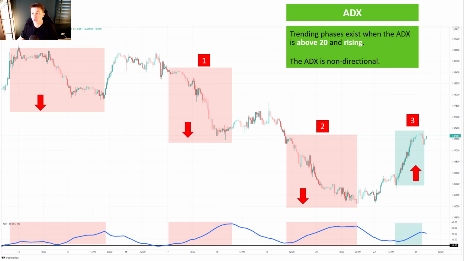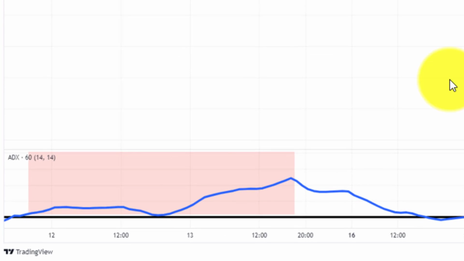Now let's take a look at the ADX. The ADX is a very, very powerful indicator, and we can use it perfectly to understand trend direction. And here at the bottom is the ADX. I applied it to the 1 hour time frame. This is the 14 period, just the default setting.